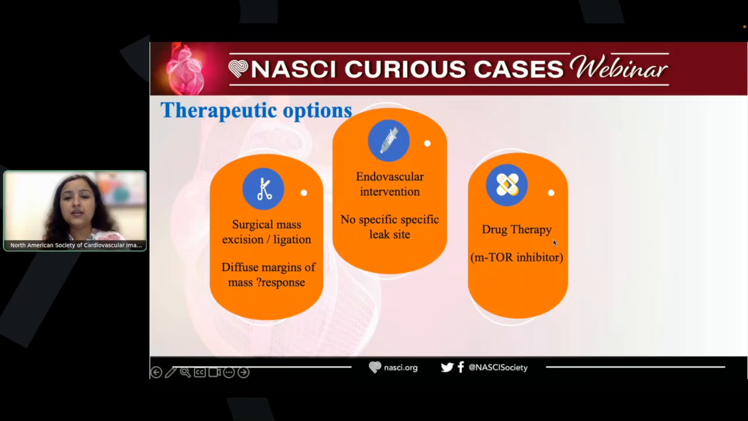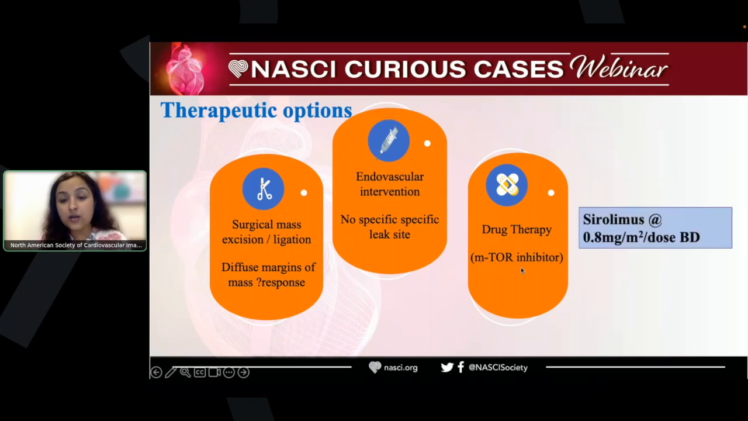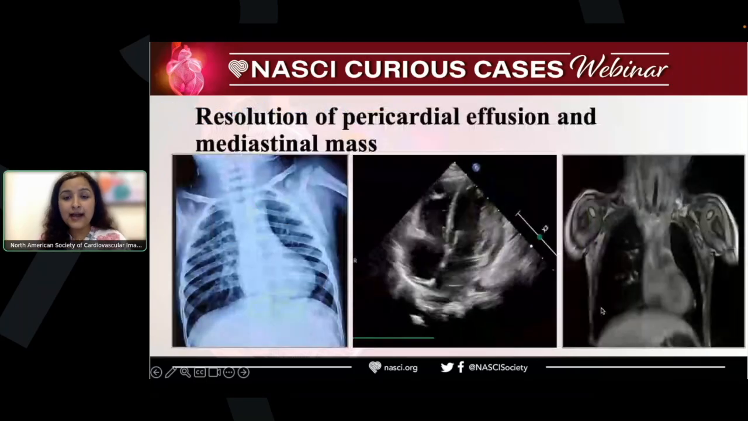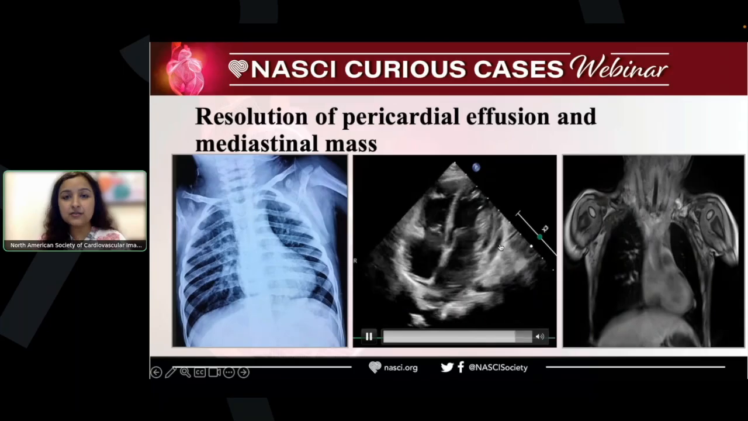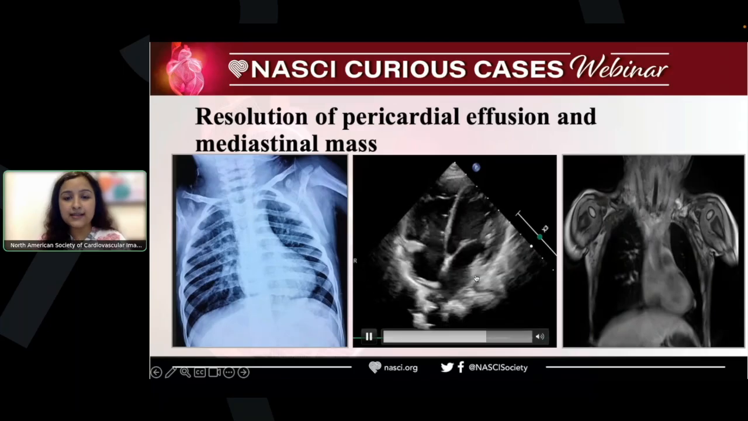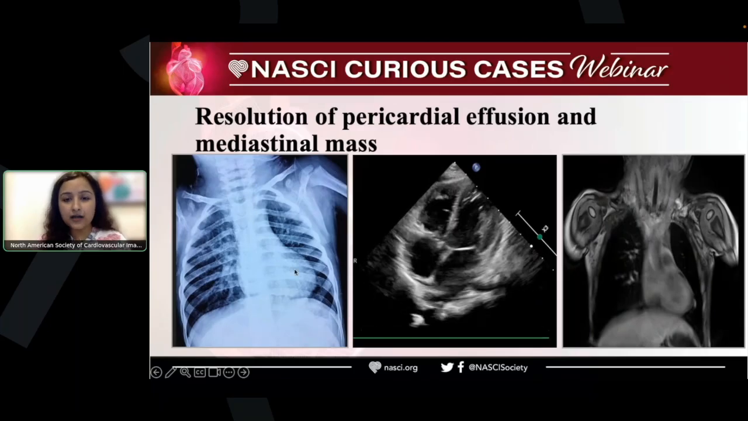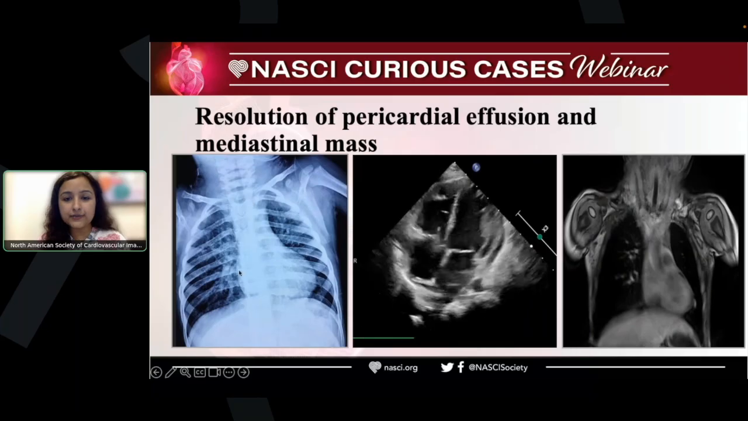Then the third therapy is the newer mTOR inhibitors, which have also been shown to be effective in these patients. So sirolimus therapy is also considered. Our patient was started on sirolimus at 0.8 milligram per meter square dose, twice daily. And these are the follow-up images after 6 months. You can see how the pericardial effusion has absolutely subsided. And this is the X-ray of the patient.